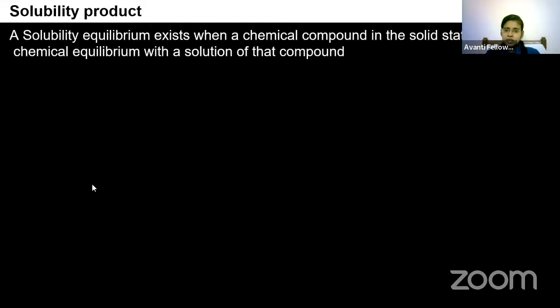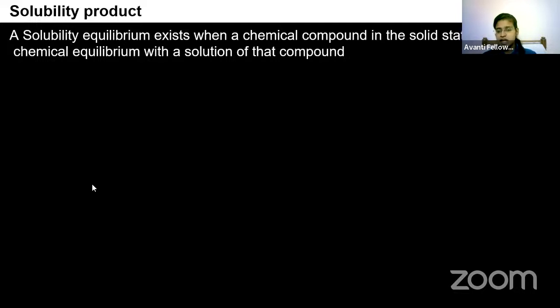Okay. So first of all, let me give you a statement. A solubility equilibrium exists when a chemical compound in a solid state is in chemical equilibrium with the solution of that compound. If a chemical compound in solid state is in equilibrium with the solution of that compound, then there is a solubility equilibrium existing in that compound.